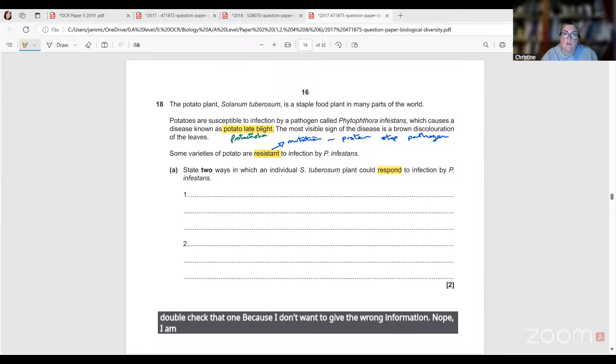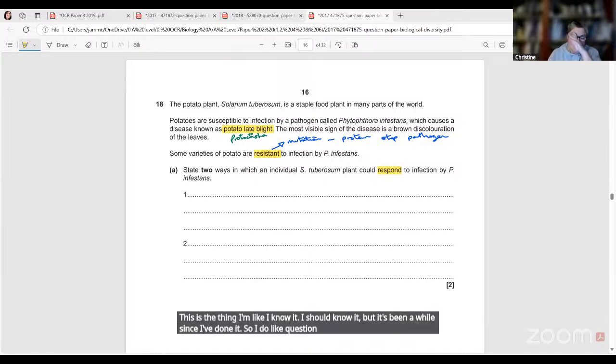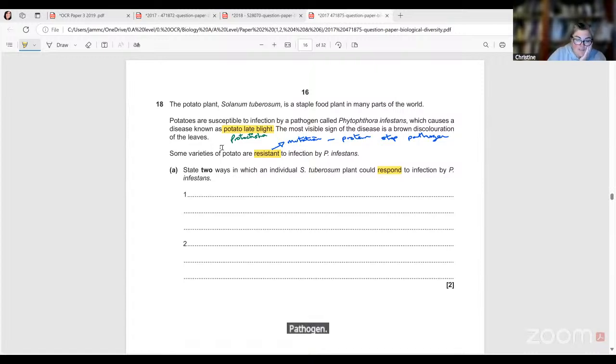Potato late blight, according to OCR A, is Protoctista. The fungal infection for plants that they need to know about is Black Sigatoka. Look at me go. I know it, I should know it, but it's been a while since I've done it, so I do question myself. But no, it's a Protoctistin pathogen for potato late blight.